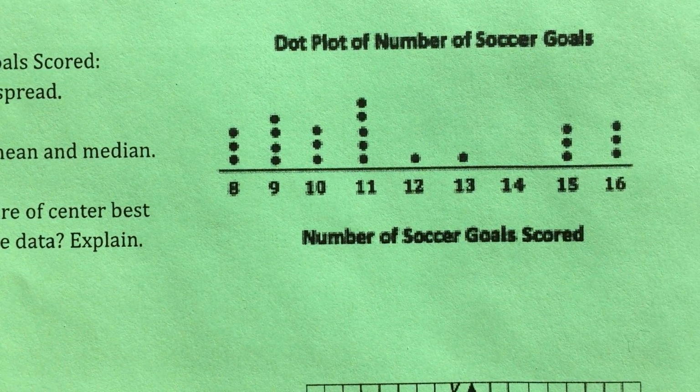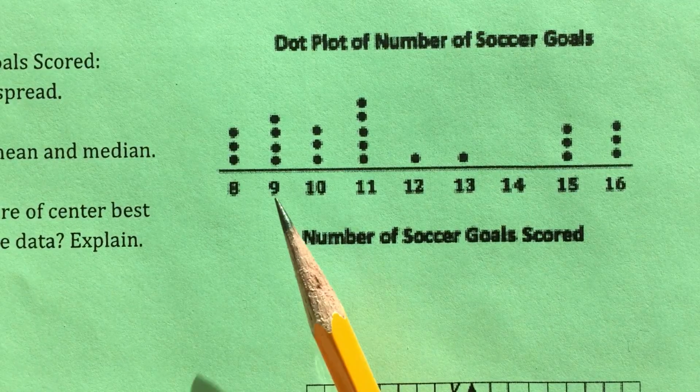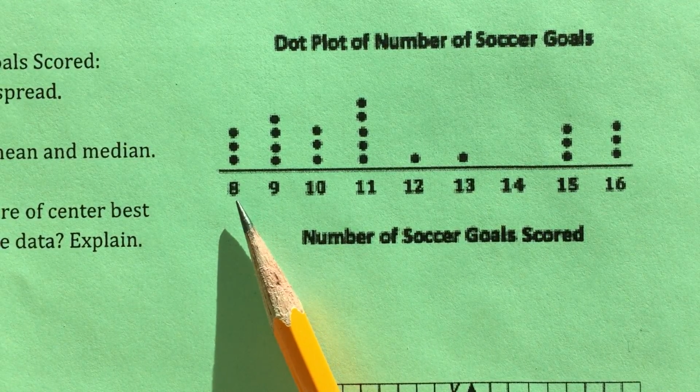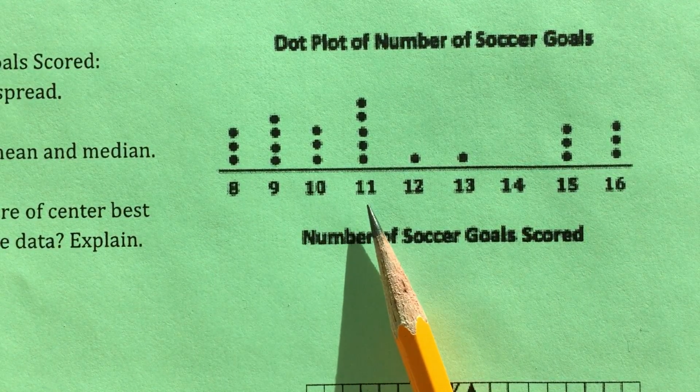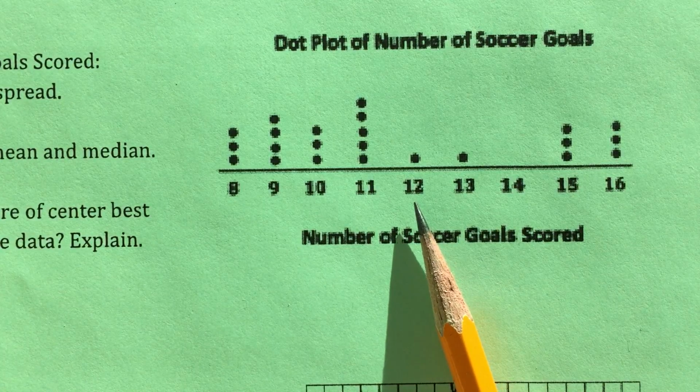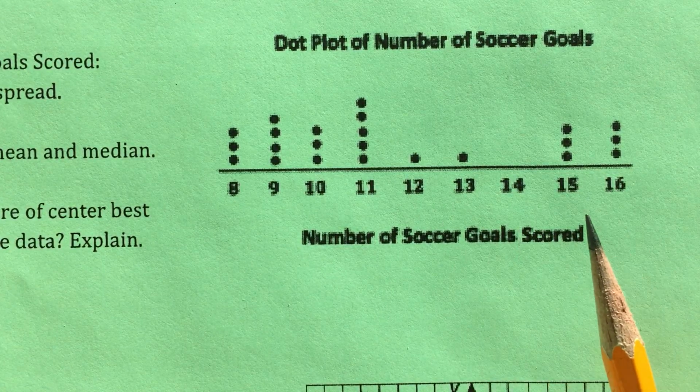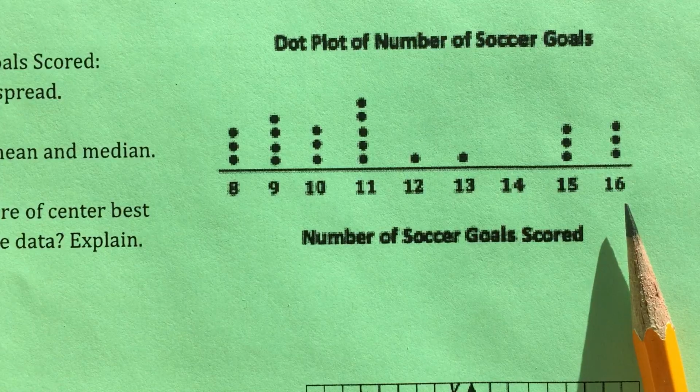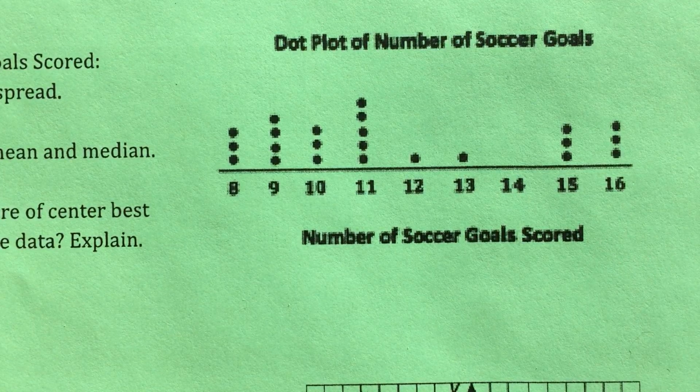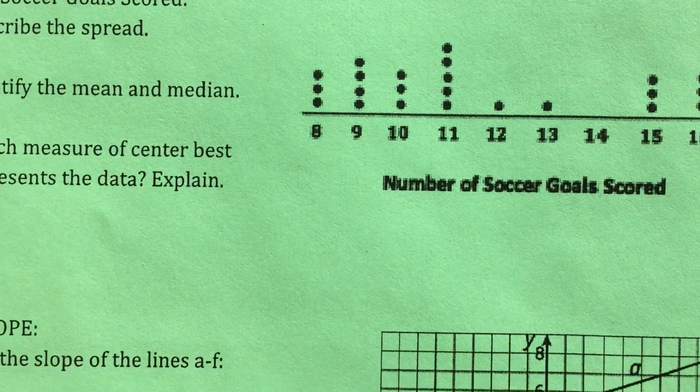In number 2, we have number of soccer goals scored, and we want to describe the spread of the data. What we can say is that we see a cluster of data, a cluster of soccer goals scored from 8 to 11. We don't have many soccer goals scored from 12 to 14, but then we have a cluster again from 15 to 16. That's pretty much all you need to say.